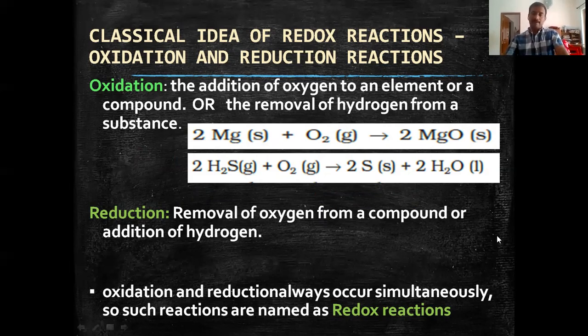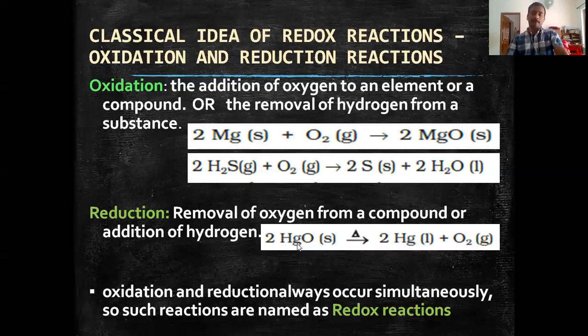Now, what is reduction? It is removal of oxygen from a compound or addition of hydrogen to a compound or to an element. Example, mercuric oxide, oxygen is removed. Then mercuric oxide is reduced to mercury.